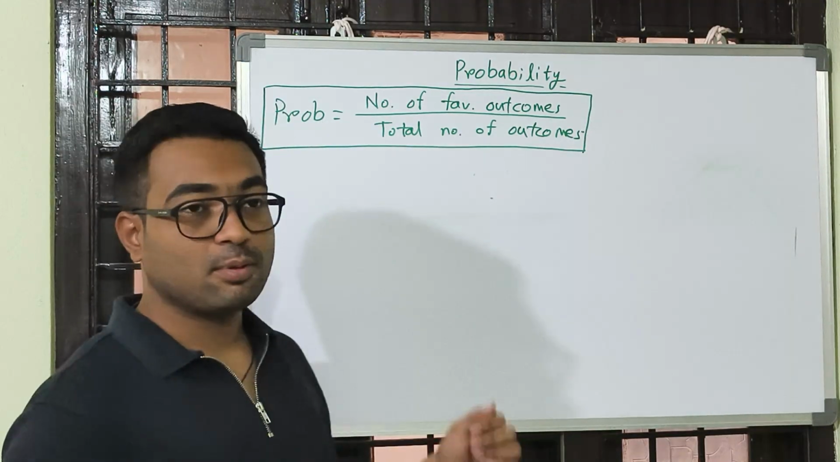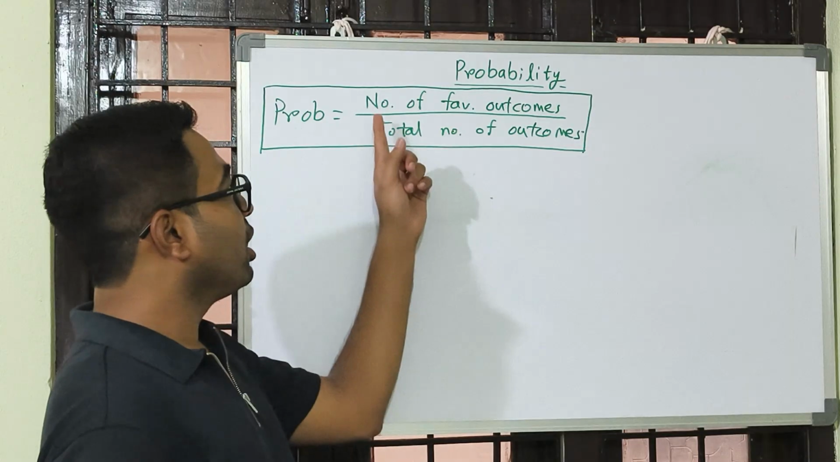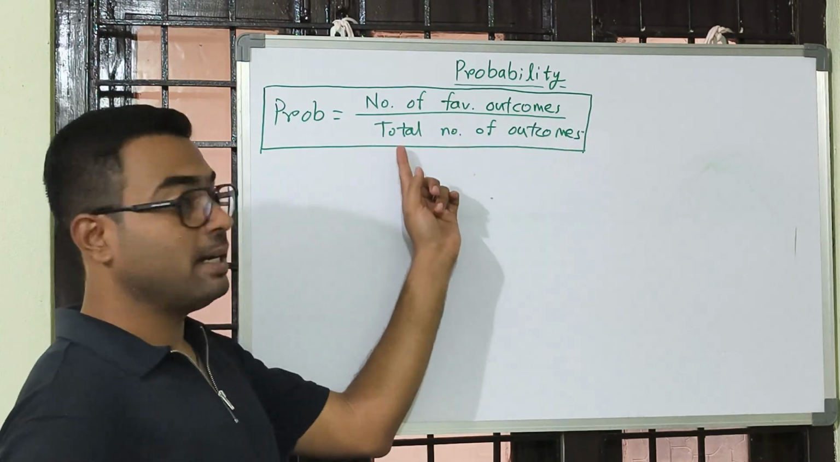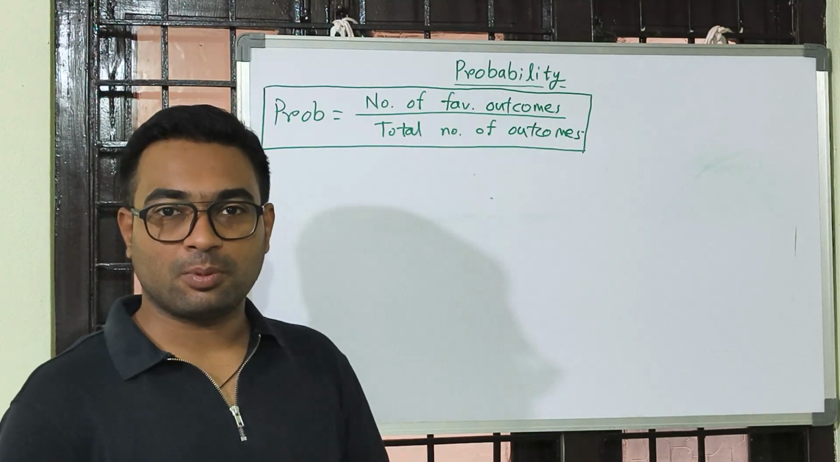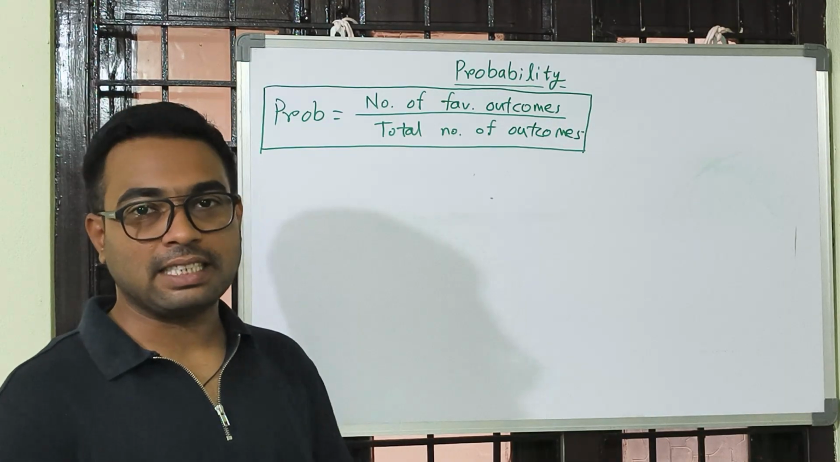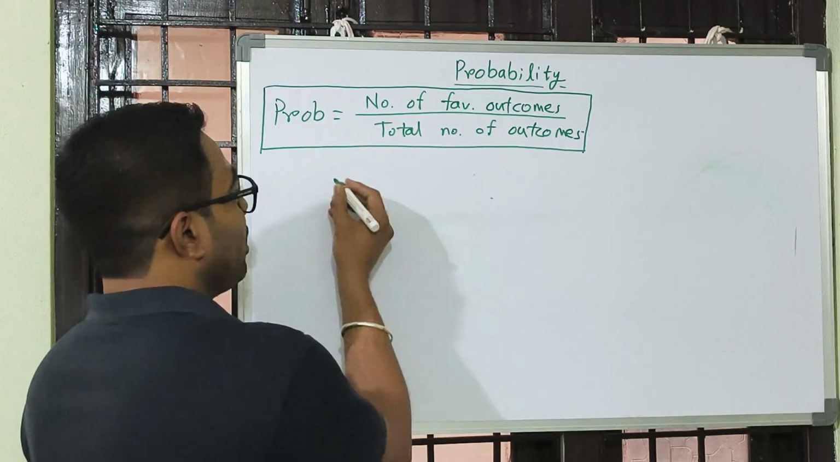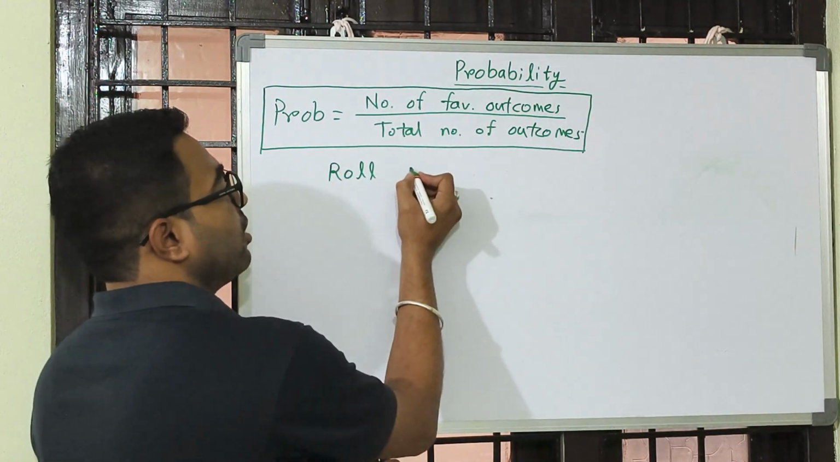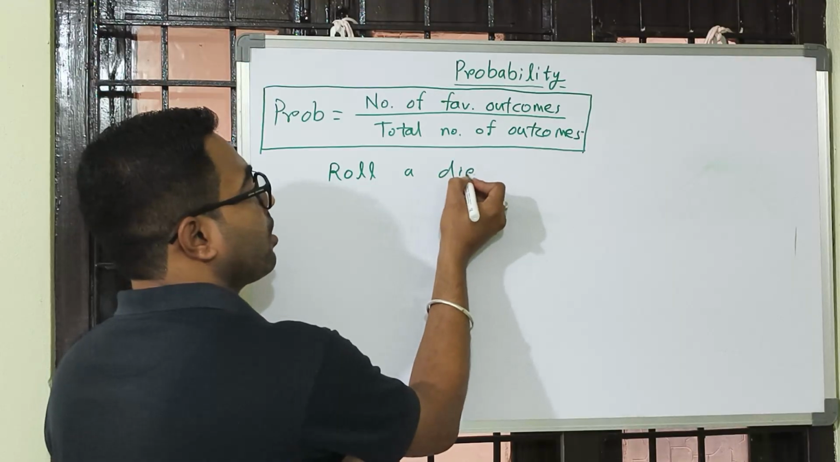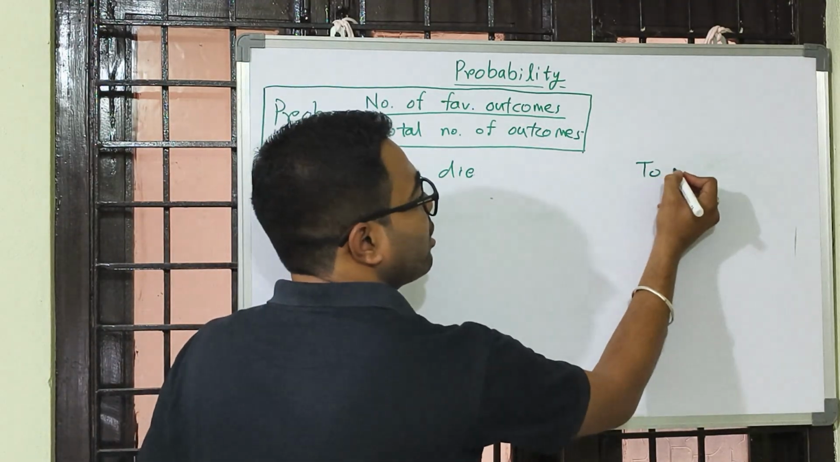So classically, probability is defined as number of favorable outcomes divided by total number of outcomes. We will go through basic terminologies of probability via the classical examples in probability like rolling a die or tossing a coin.